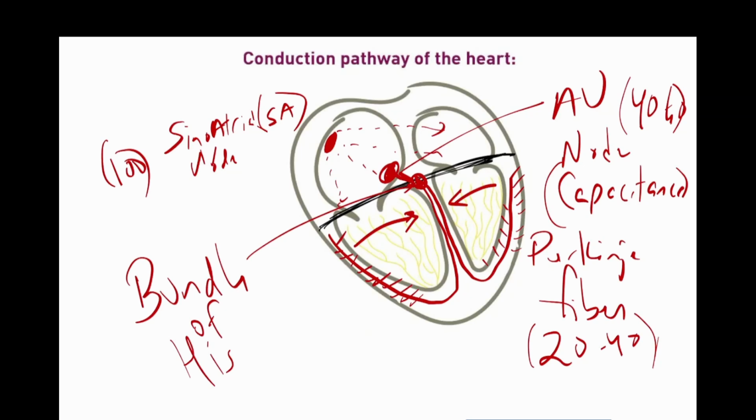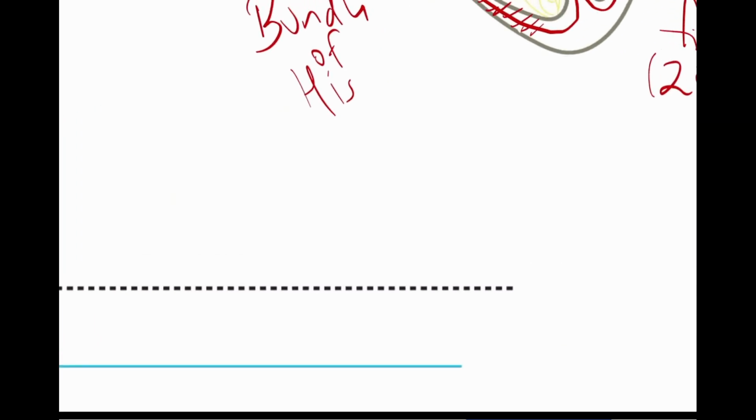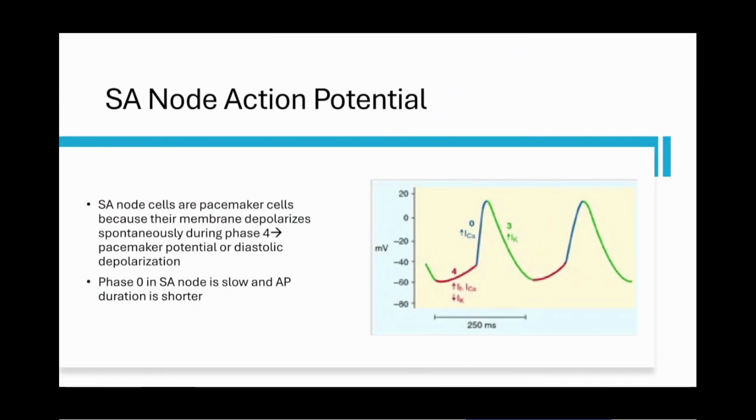Everyone good as far as the different parts? These are the autorhythmic cells, the pacemaker cells. These are the ones that can control the depolarization of the heart. This bottom part, we're going to talk about in more detail as we go, and we'll redraw it again.